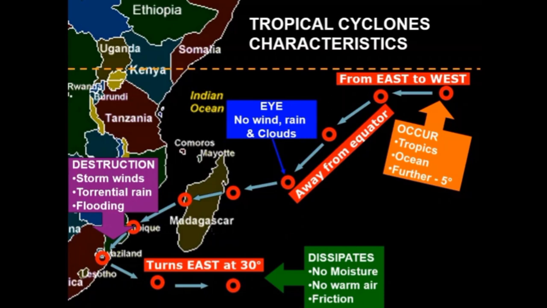Dissipating means that it disappears because it has no moisture, no warm air, and there is friction, because it is now quite a distance from the equator. The water is now much colder in this area, and that is why it will dissipate, because it can't pick up any moisture or any warm air. Because the water is also colder, there will be friction between the vortex and the cold water.